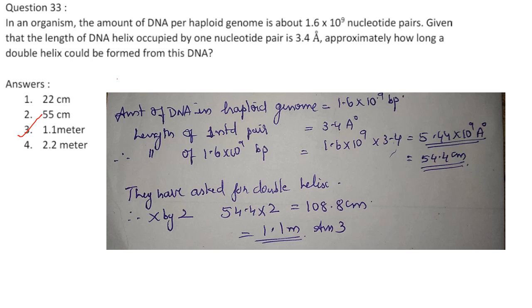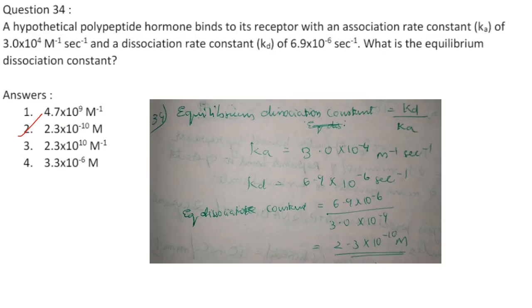They have asked for double helix, so multiplied by 2. 54.4 into 2, that is 108.8 centimeters or 1.1 meter. Answer is option 3. A hypothetical polypeptide hormone binds to its receptor with an association rate constant of 3 into 10 raised to 4 per molar per second and a dissociation rate constant of 6.9 into 10 raised to minus 6 per second. What is the equilibrium dissociation constant? So that is given by KD equals kd by ka. Substitute the values and you will get 2.3 into 10 raised to minus 10 M. Answer is option 2.